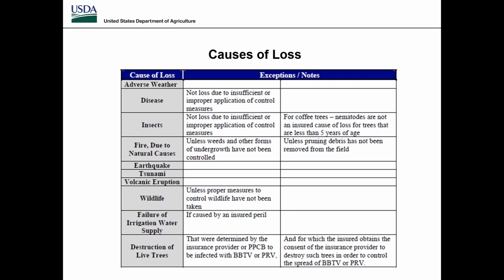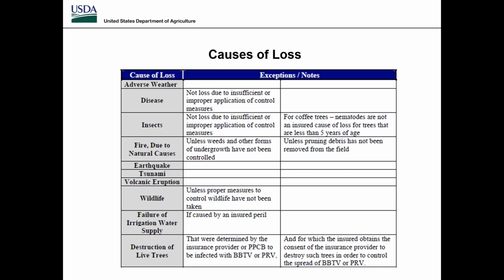Fire due to natural causes is covered as well, unless weeds and other forms of undergrowth have not been controlled and unless pruning debris has not been removed from the field. Other causes of loss that are covered are earthquake, tsunami, volcanic eruption, wildlife, unless proper measures to control wildlife have not been taken, failure of irrigation water supply if caused by an insured peril, and the destruction of live trees.